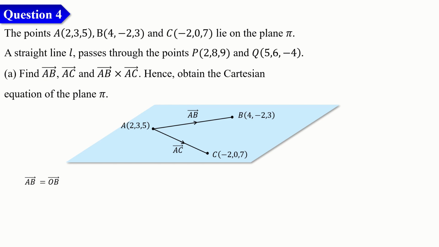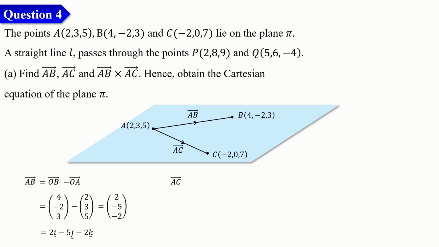This is equal to OB minus OA, where OB and OA are just the position vectors for point B and point A. So point B is 4, negative 2, 3, and point A is 2, 3, 5. So we subtract those values, we get 2, negative 5, negative 2. So that is the vector AB, or 2i minus 5j minus 2k. Right, so we get the vector AB.